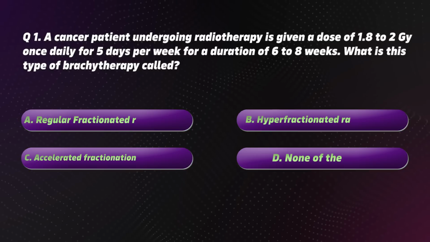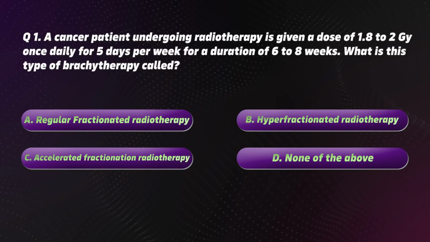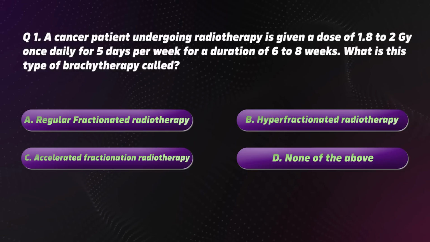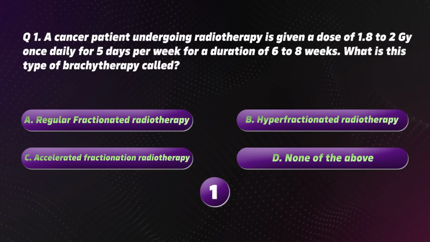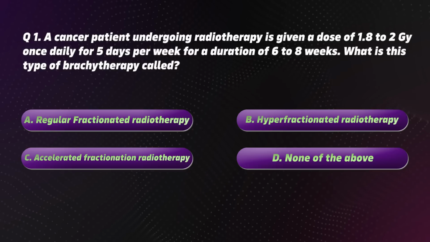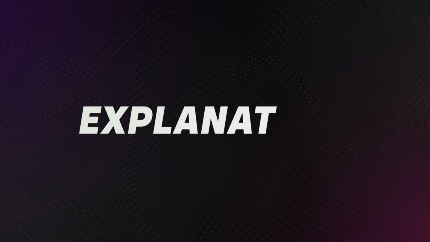Here are the options. A. Regular fractionated radiotherapy. B. Hyperfractionated radiotherapy. C. Accelerated fractionation radiotherapy. D. None of the above. And the correct answer is option A. Regular fractionated radiotherapy. Here's the explanation.